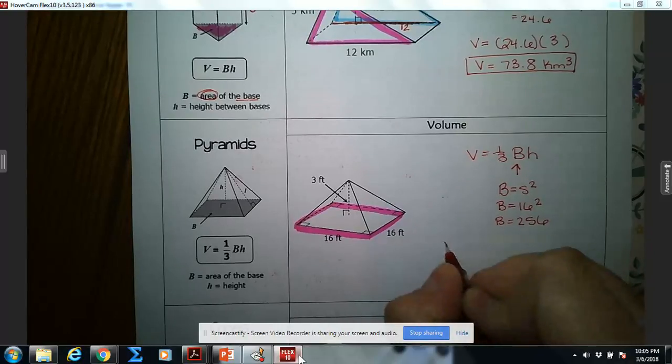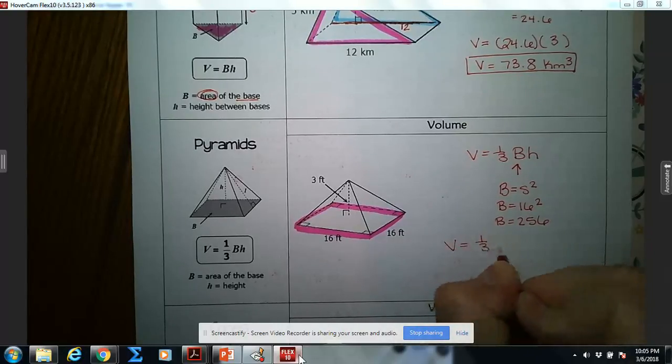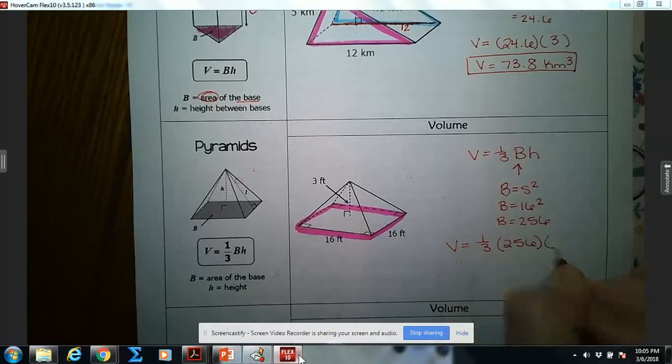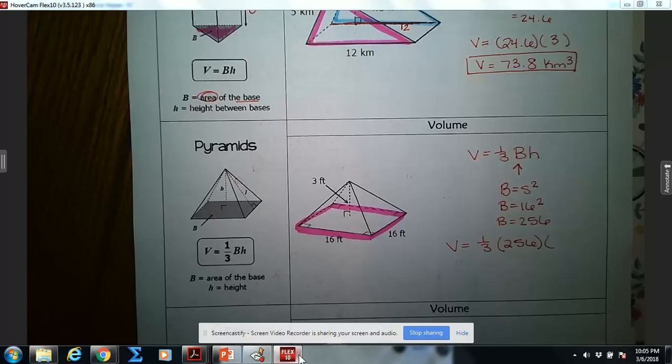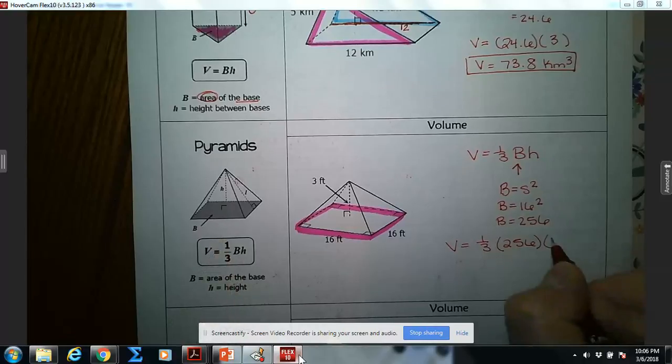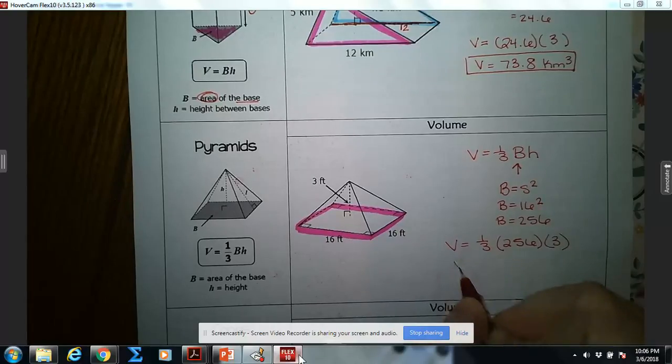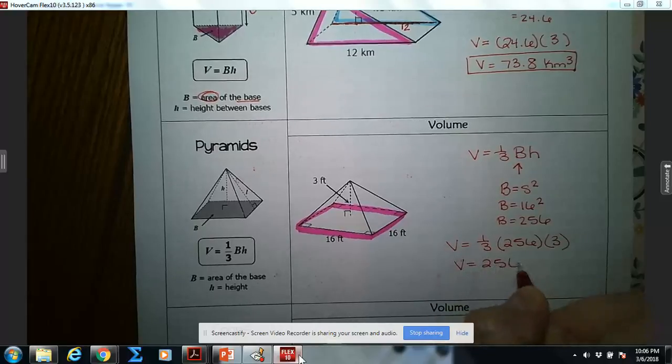Now bring that back into the volume formula. That's 1/3 times that base area of 256 times the true height of the pyramid. No mention of that slant height that we talked about in our last video. This is the true height at the perpendicular, which is 3. I don't think I even need to grab my calculator here, because this is just going to work out nicely. 1/3 and 3 are going to cancel each other out, so I'm going to get 256.